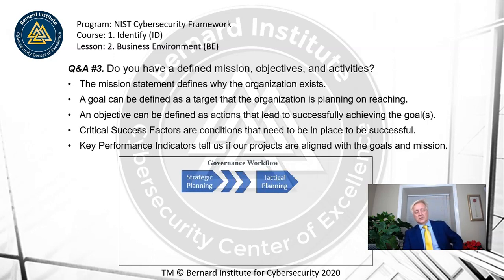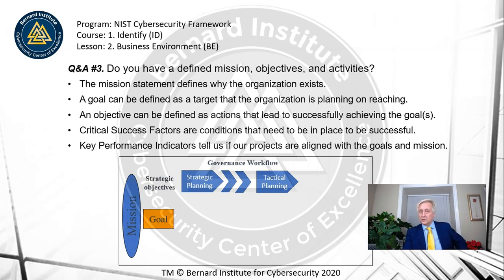Here's a simple illustration of the governance workflow from strategic to tactical planning. So you have a mission with goals, usually more than one goal. 3 to 5 is kind of the rule. You don't want to have too many goals. You don't want to have too few. So 3 is the minimum, 5 is the maximum usually. Critical success factors, you can have as many as you need. 5 is a lot actually.